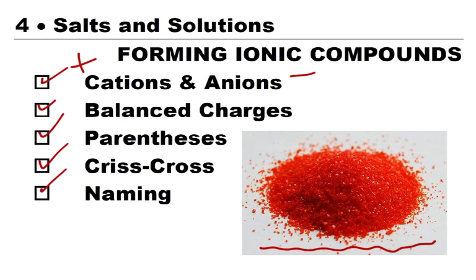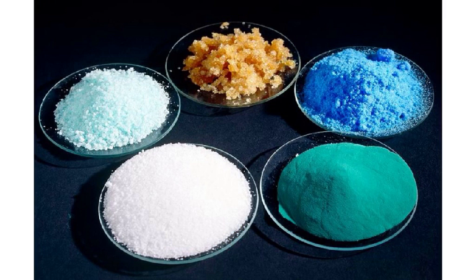And then finally, the naming of ionic compounds is the easiest part of this topic, because all it is is the name of the positive ion and the name of the negative ion. So for example, this compound over here is called ammonium chromate because it's made out of the positive ion ammonium and the negative ion chromate. So it's just ammonium chromate.